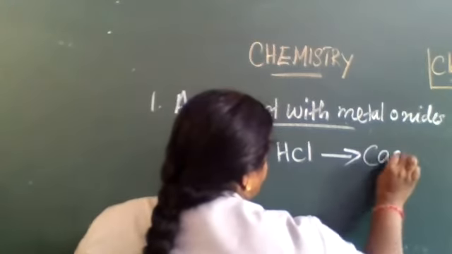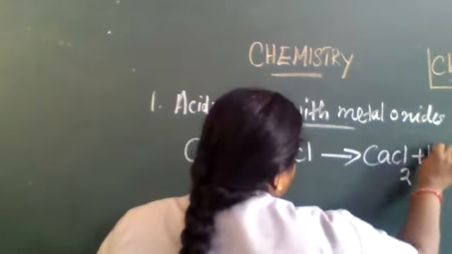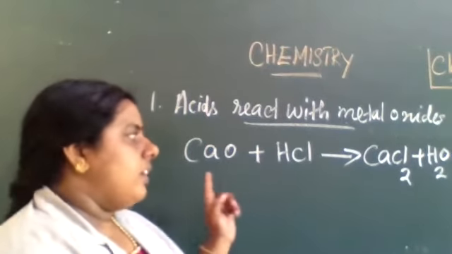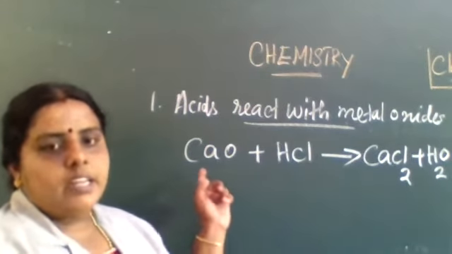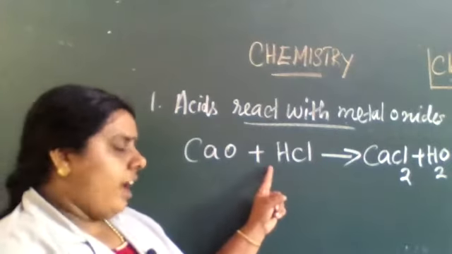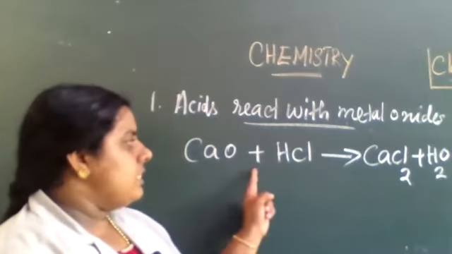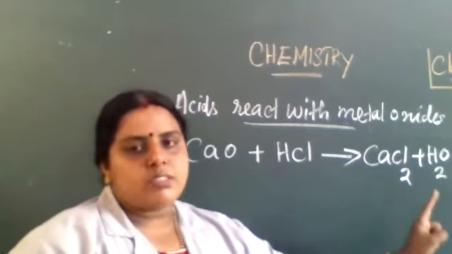Here we get CaCl2 plus H2O, calcium chloride and water. Calcium oxide is a metal oxide. A metal oxide reacts with the acid to form salt and water. Calcium oxide plus HCl gives CaCl2 plus H2O.